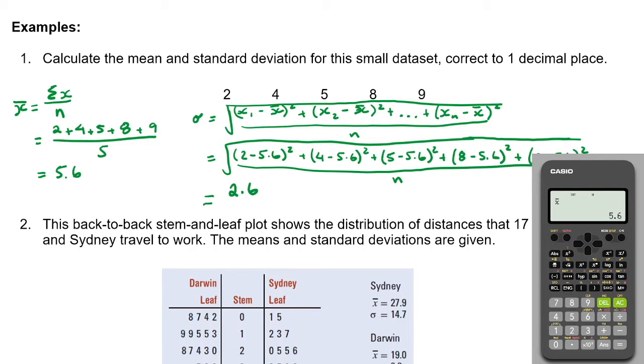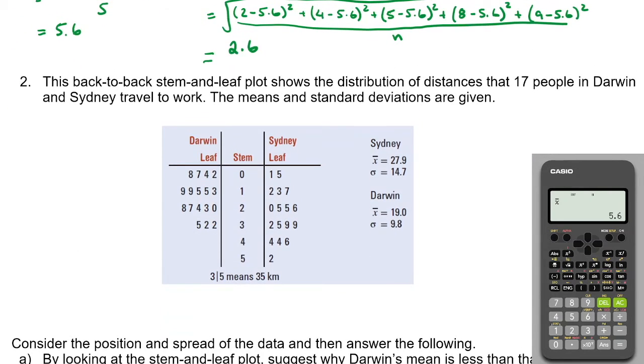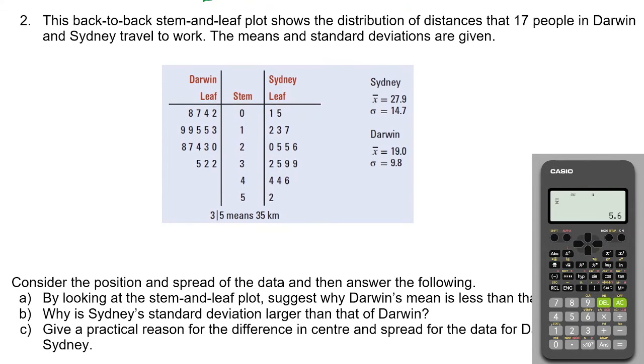And let's have a look at the next example. Alright. We have a back-to-back stem and leaf plot. We've seen back-to-back stem and leaf plots before, so these should be not too difficult to figure out. It shows the distribution of distances that 17 people in Darwin and Sydney travel to work. So obviously we've got our Sydney side and our Darwin side. The mean and the standard deviations are given. So there's Sydney and there's Darwin. Don't have to do any working out for this one.